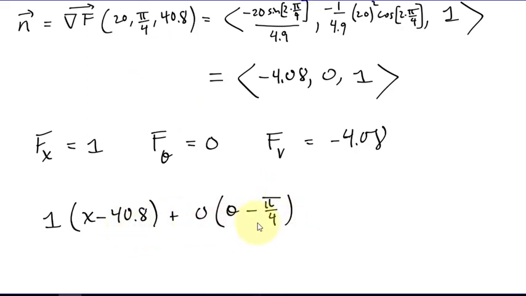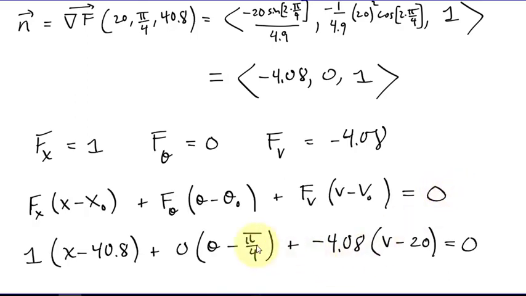So this is my point on the surface, and this is the normal vector. Then the next one is the partial with respect to v, that's negative 4.08, and then it's got to be v minus the v naught, which was 20. Right, so that's the form of the equation of the tangent plane. It doesn't really matter which of those terms I wrote first or what order I put them in. I just have to have x go with x, theta with theta, and v with v.